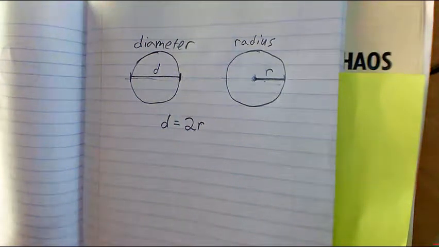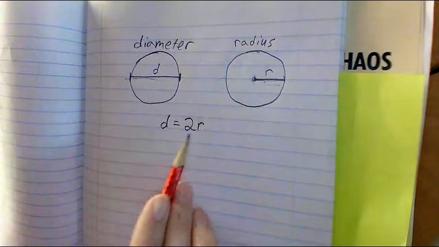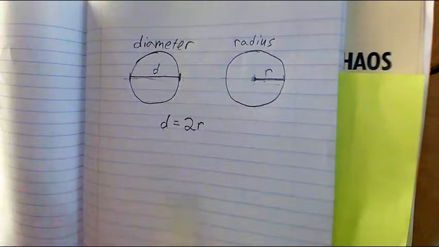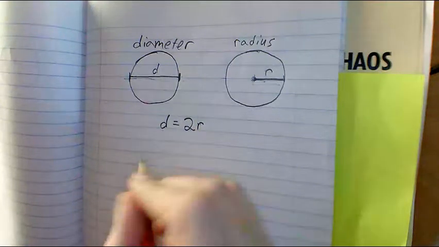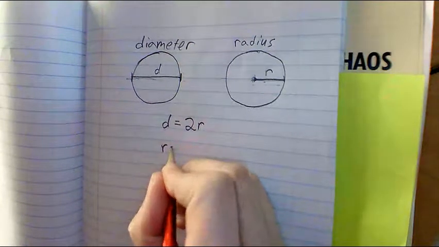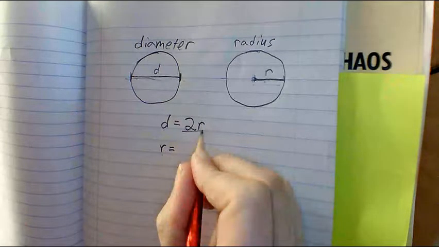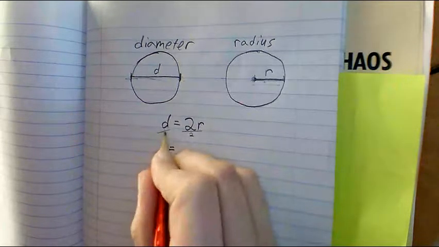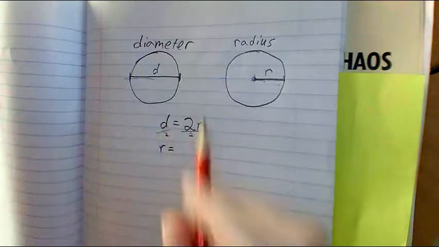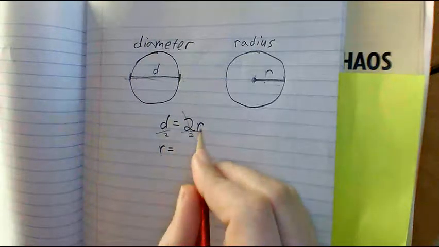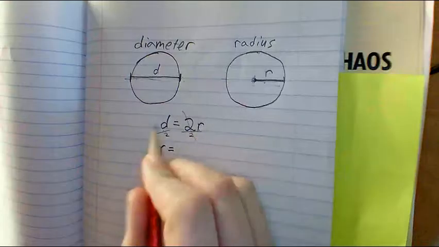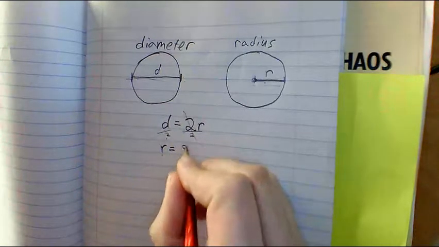Now this is in terms of r, right? This is diameter in terms of r. Now I could actually write it in terms of diameter. In other words, what does the radius equal? That's the question. So if you want r by itself, we just divide by 2. If I divide both sides by 2, these cancel out. So I'm left with r over here, d over 2 here.